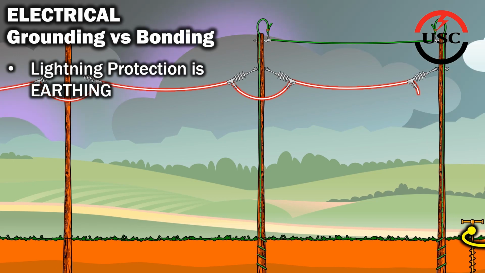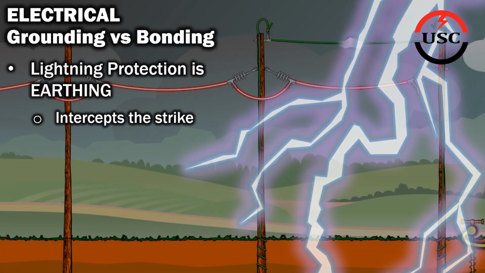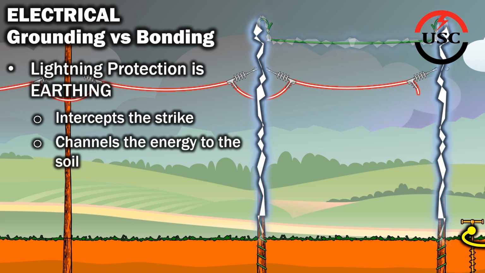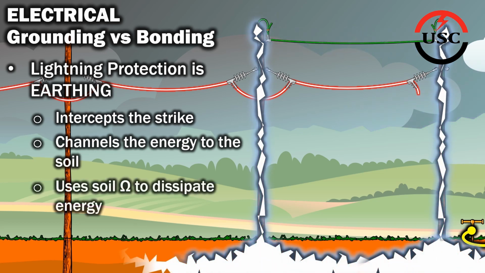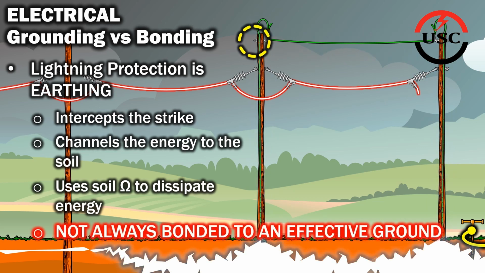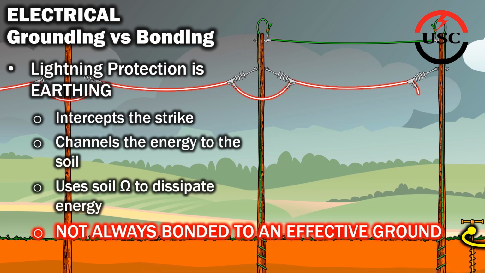Lightning protection's primary objective is to intercept a lightning strike and channel those massive energy levels into the Earth's soil, where they may then be effectively dissipated by the soil's cumulative resistance. Lightning protection is not always bonded to the system ground reference or system return, and until determined otherwise, it should not be relied on as an effective ground.